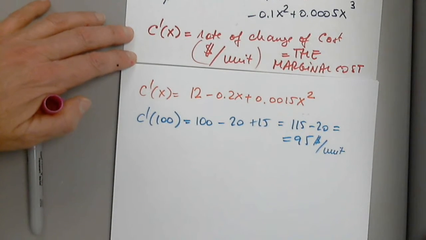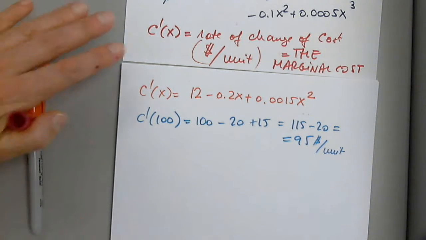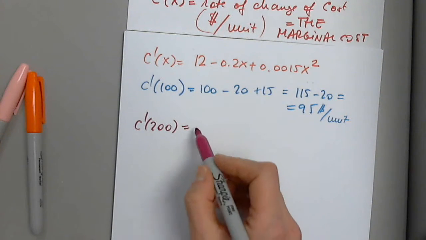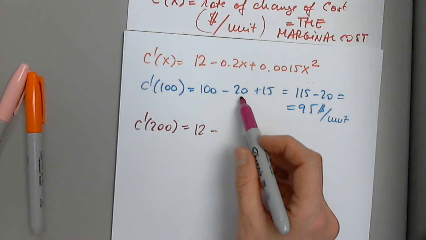Okay, so stick with me. In this case, we're asked to find C prime of 200. Okay, that I can do. So we are asked to find C prime of 200. So 12 minus this multiplied by 2.